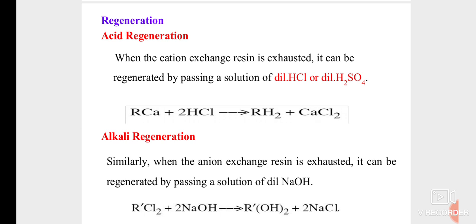Now we have to stop the raw water passing into that column. Now we have to use the regenerative chemicals. On the cation exchanger column side, we have to use dilute HCl solution. On the anion exchanger column side, we have to use dilute or aqueous NaOH solution. Now we have to see what is the mechanism or what is the reaction involved in the regeneration process.